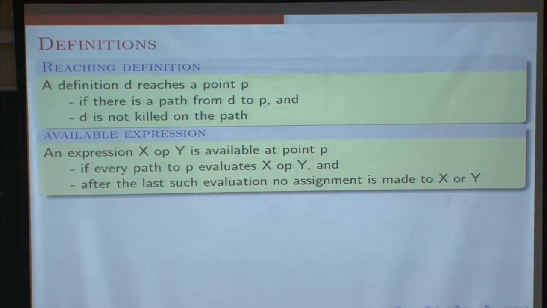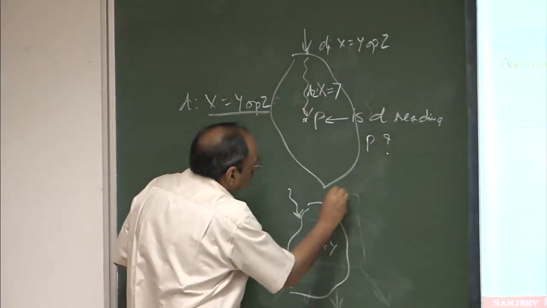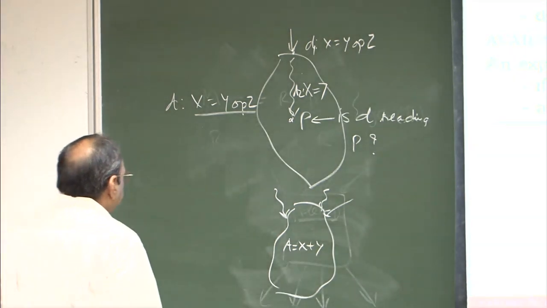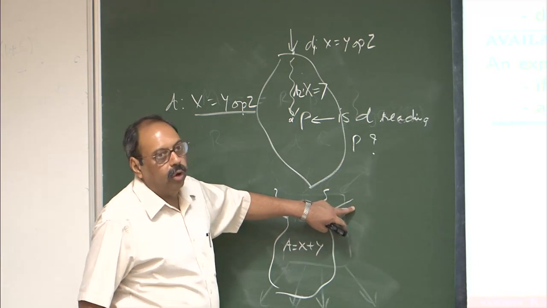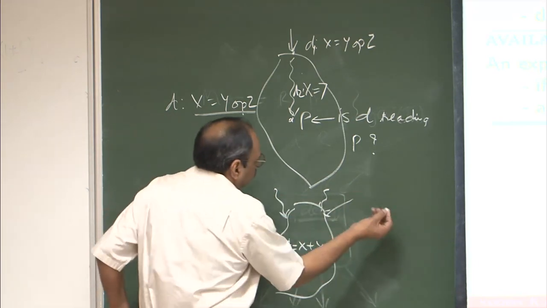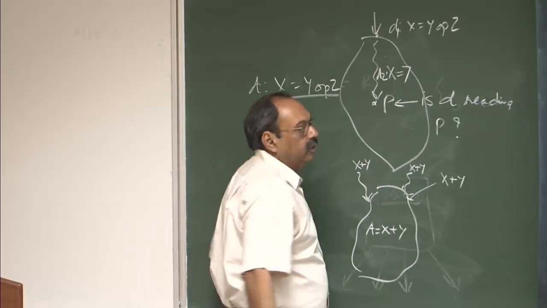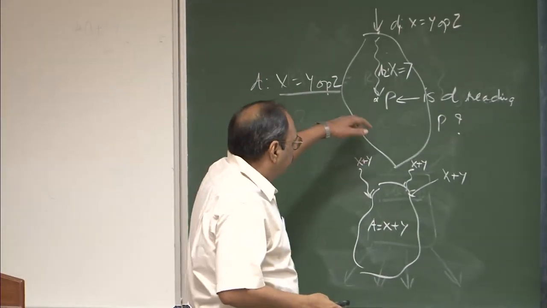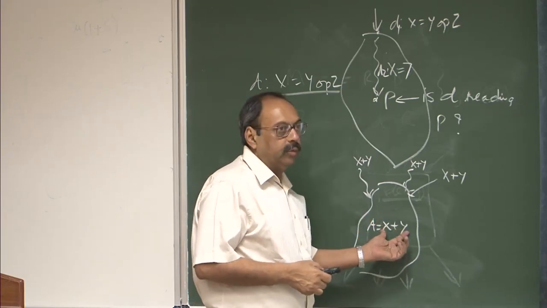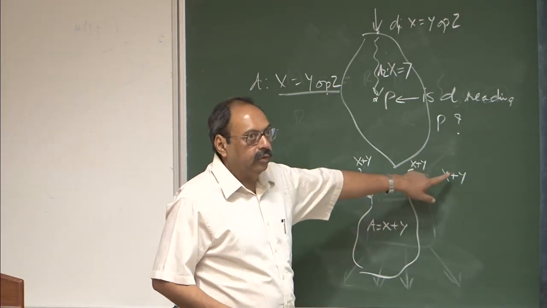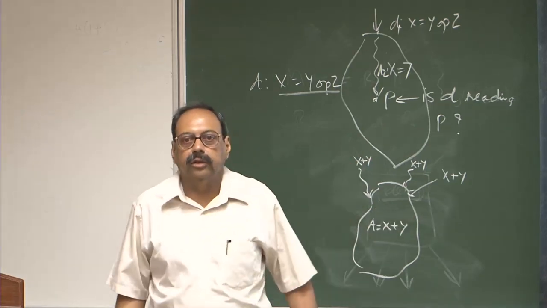So now let me change my formalism and say that A is assigned X plus Y. And suppose there are multiple paths coming here. Can I now look for a property which will say that X plus Y is always computed on all these paths? Because if I have a computation of X plus Y on this path, on this path, and on this path, then I know for sure that no matter which path comes here, X plus Y has been computed. Now, it may not have the same value on each path, but that doesn't bother us.